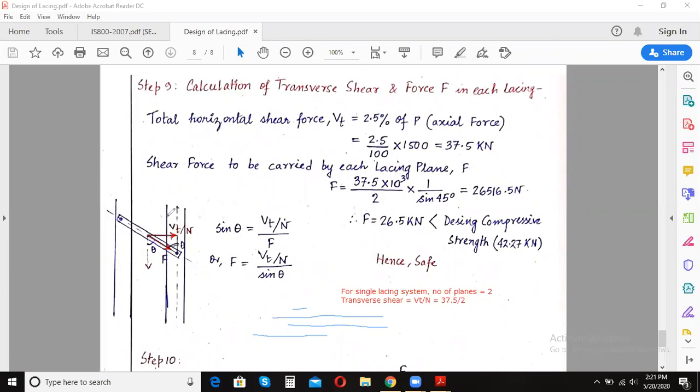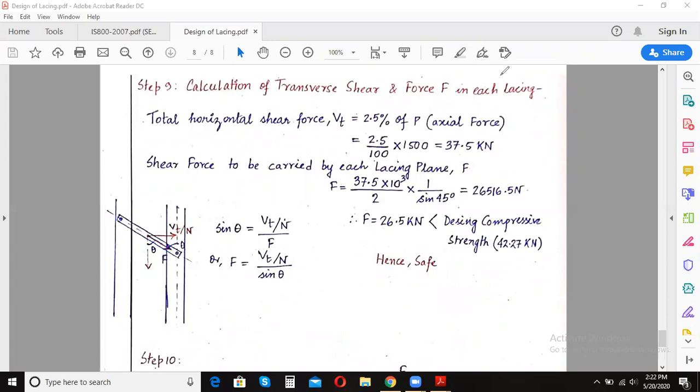So what you can write, you know this value, you don't know this F value. So you can write sine theta is equal to Vt by n divided by the hypotenuse, which is given by F. Okay, so this is how you will be able to calculate the value of force which is acting on the lacing or along the plane of lacing. So F is equal to Vt by n divided by sine theta. And if you calculate, let me write it down. This is equal to, what is Vt? Vt was calculated as 37.5, divided by 2, and this entire thing divided by sine theta. How much is theta? Theta is 45 degrees. Okay, and the value of F is coming out to be 26.5 kilonewton.